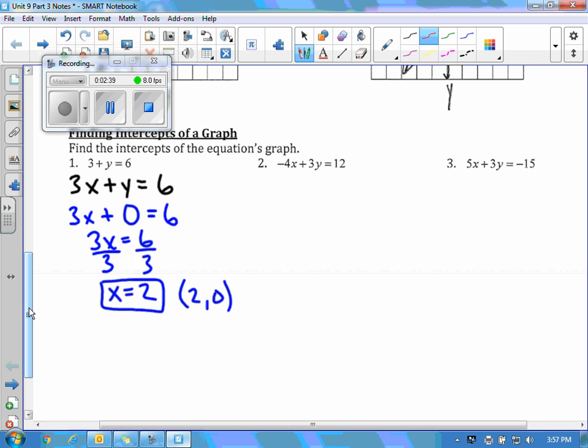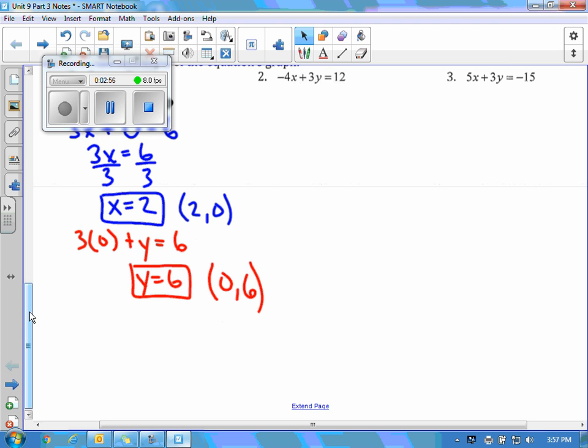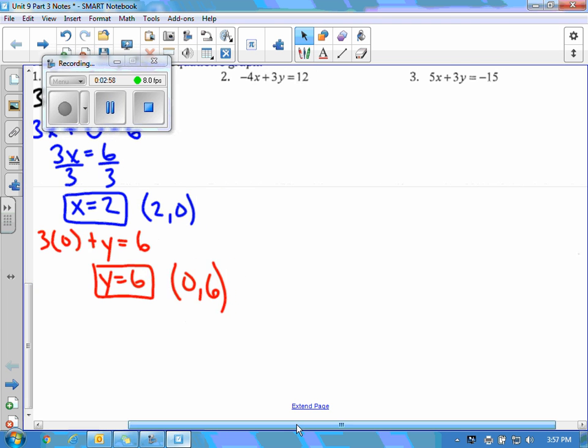Then to find the y-intercept, we just do the opposite. We make the x 0. I'm going to scroll down and give myself some more room. I plugged in 0 for x, so 3 times 0 is 0. So I just get y equals 6. So my y-coordinate is 6, which is the point 0, 6. Whenever I have the y-intercept, the x value is 0.